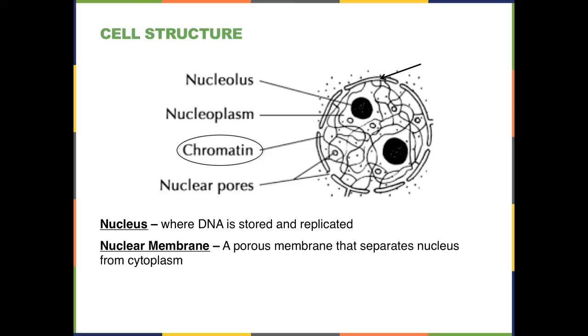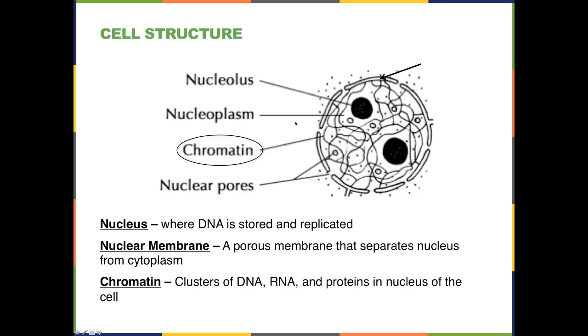Now, DNA is frequently formed in strands called chromatin, and this chromatin generally has associated with it not only DNA, which is the central aspect of it, but also RNA and proteins.